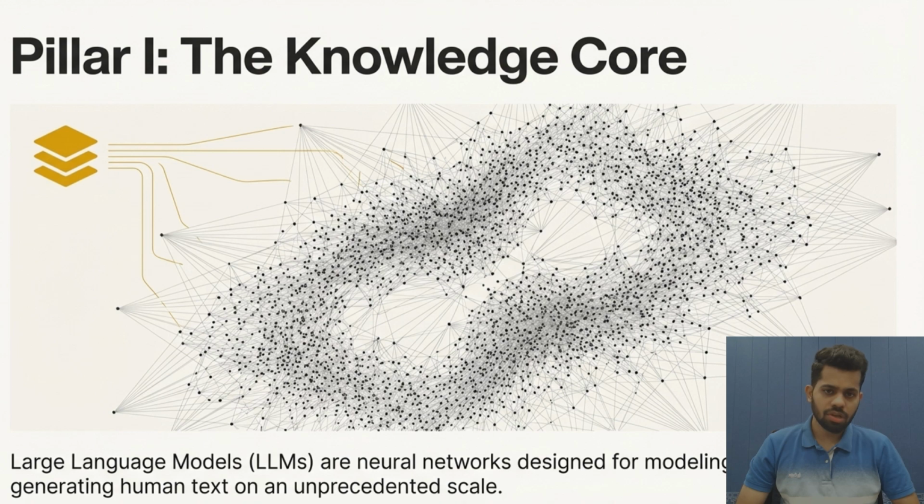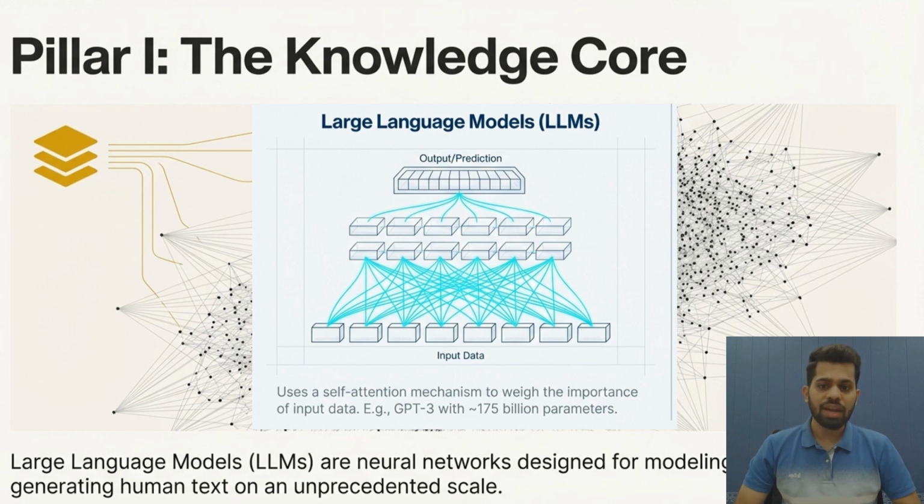Let's break it down. First are large language models, or LLMs, from generative modeling. These are neural networks designed for modeling and generating text.